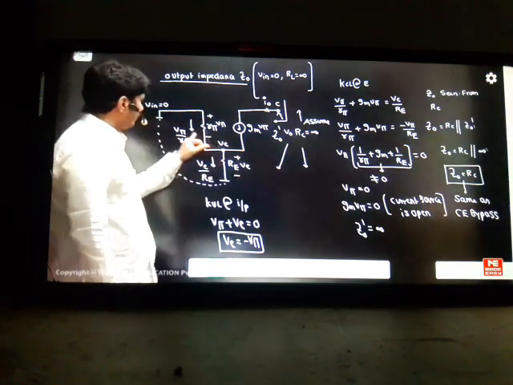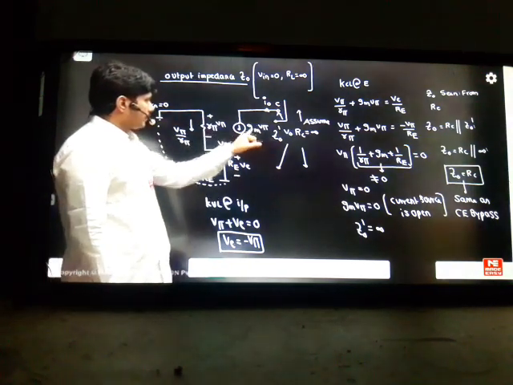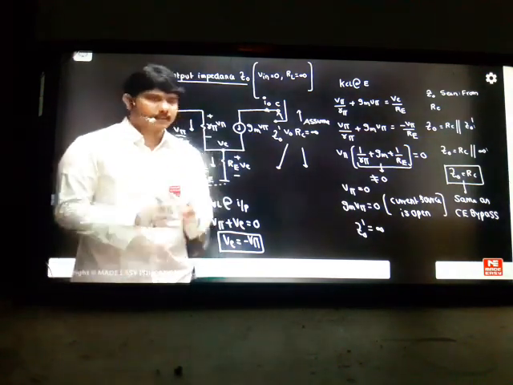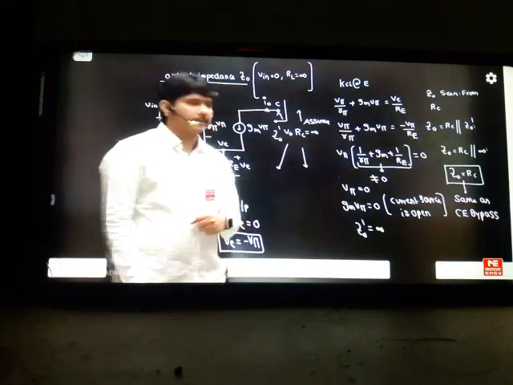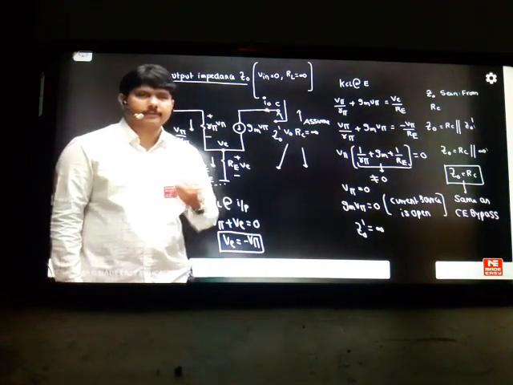Here, whenever V pi is 0, Gm into V pi is 0. Either condition, because this quantity will become 0, this quantity cannot become 0, you said. When V pi becomes 0, Gm into V pi also becomes 0 or not?